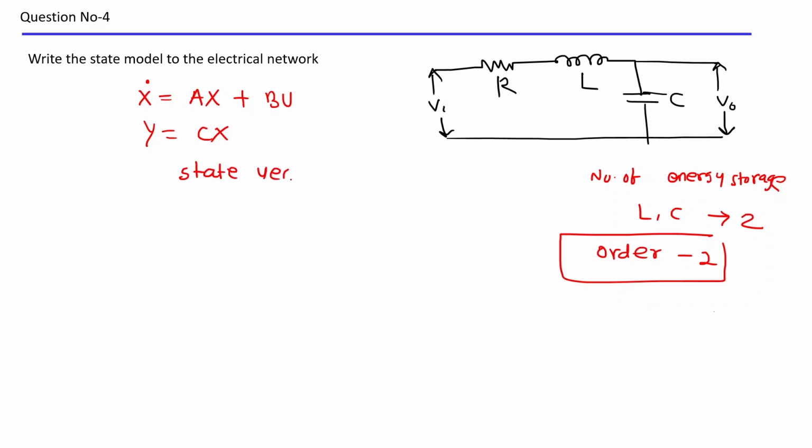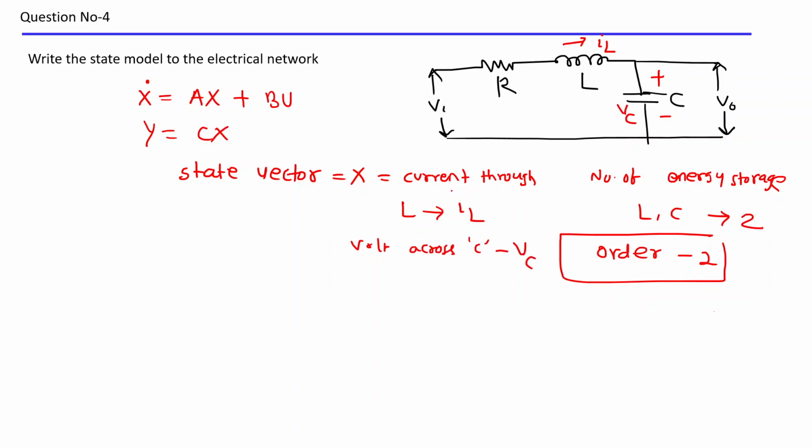Now what is your state vector? State vector means x, but what is the state vector here? Previously you don't have anything. That's why we are assuming that this is x1 and x2. But whenever it comes to practical life, you have to identify your state vector. Remember that here the state vectors are the inductor and the capacitor. State vector is nothing but the current through the inductor, IL, and the voltage across the capacitor, that is VC. So these are my two state vectors.